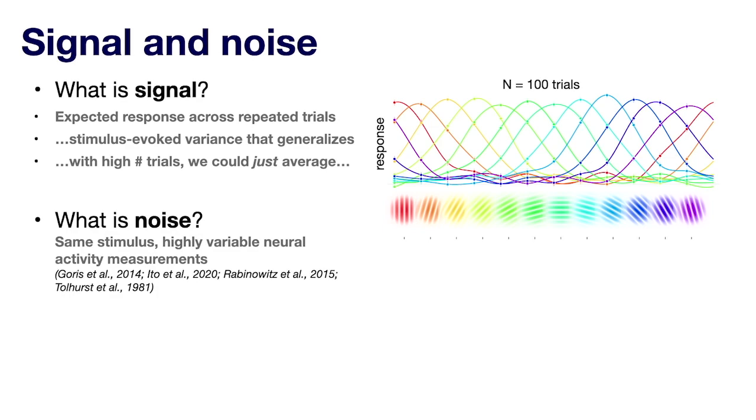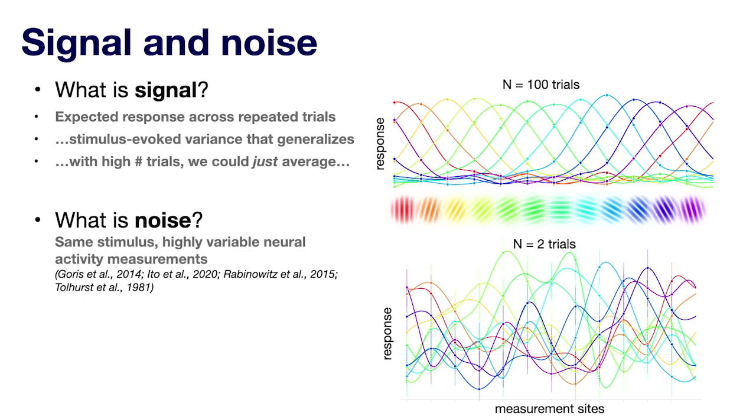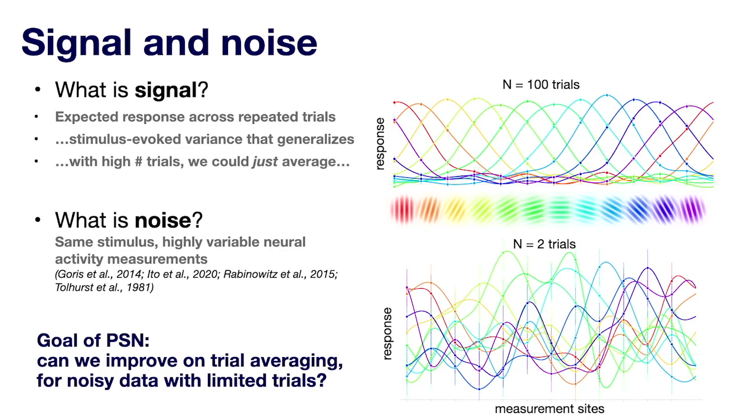And in practice, we often don't have 100 trials, we might have 2 or 3. And now your averages from the same data generating procedure might look like this: much more messy and unstable and hard to work with. So the goal of PSN is to improve upon just trial averaging when we're in this familiar regime of noisy data with limited trials.